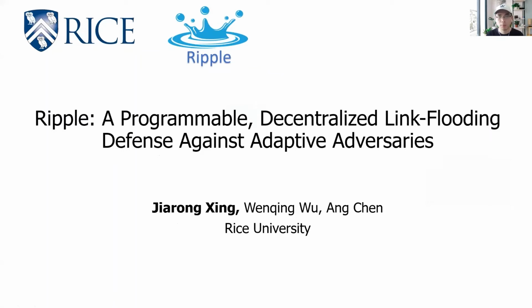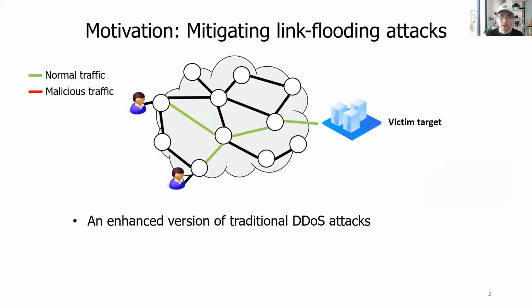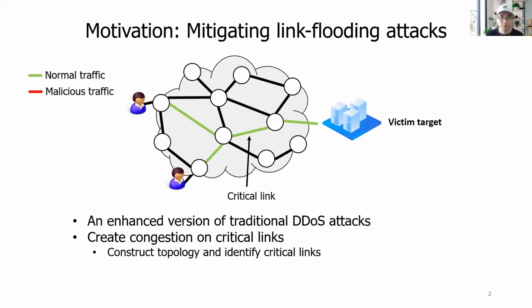In this talk, I will talk about how to mitigate adaptive link flooding attacks using programmable decentralized defense. Link flooding attacks are an enhanced version of traditional DDoS attacks. Instead of sending a large volume of traffic to victim servers directly, link flooding attackers create congestion on critical links in the network that carries most of the victim's traffic.